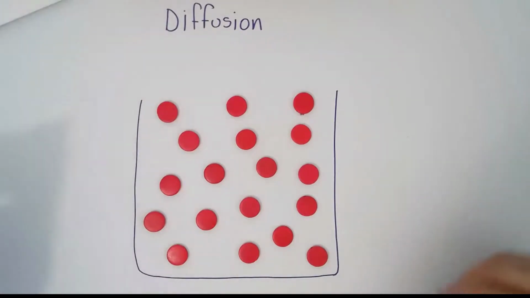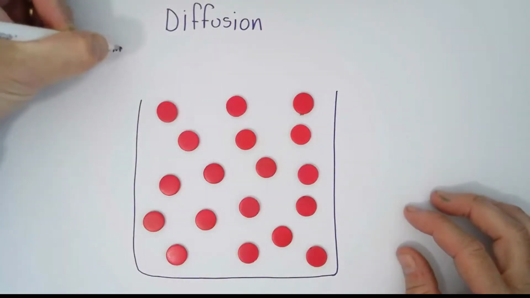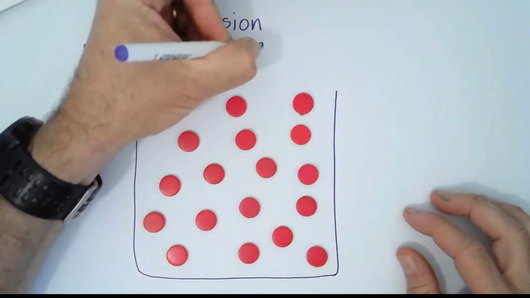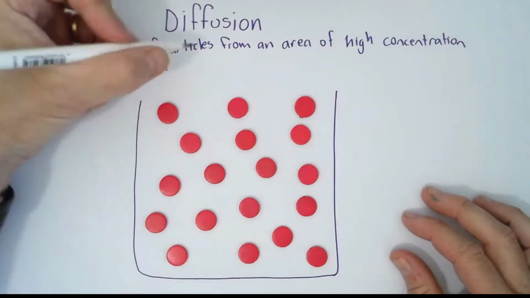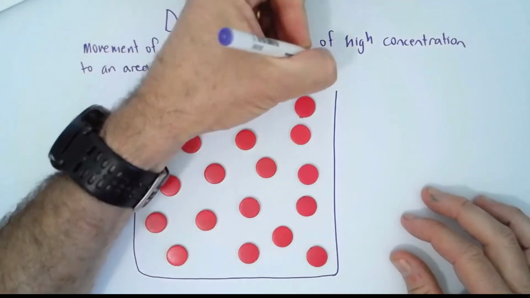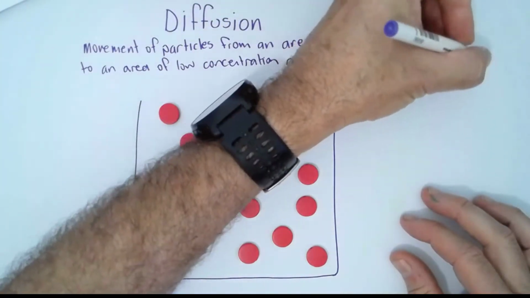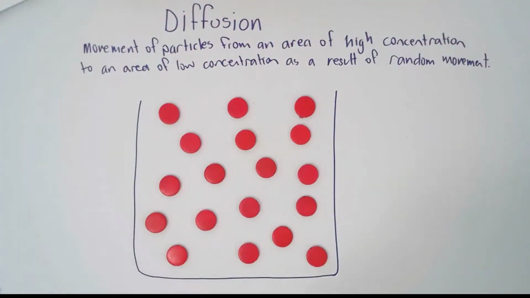So the definition of diffusion is... so there's quite a lot there, isn't it? So I want to break this down for you.